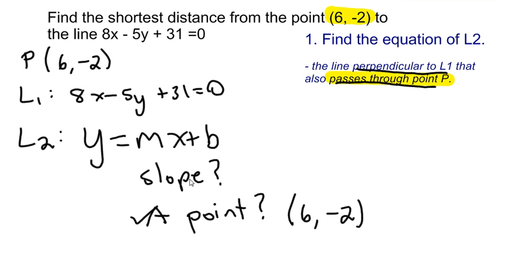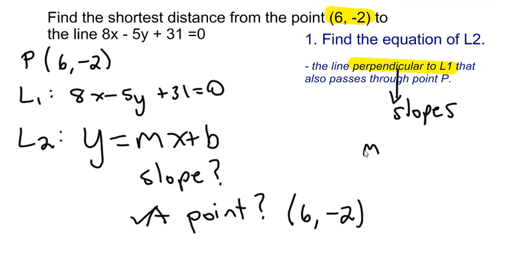How am I going to find slope? Well, the other really interesting piece of information we know about L2 is that L2 is perpendicular to L1. And if it's perpendicular, that means we need to talk about slopes. So if I can find the slope of L1, the slope of L1 is perpendicular to the slope of L2. So let's go ahead and find the slope of L1.